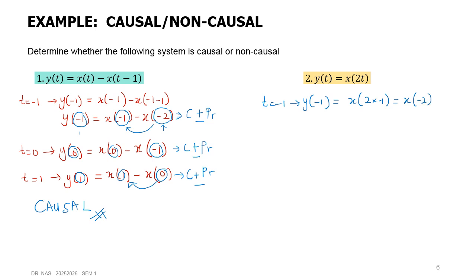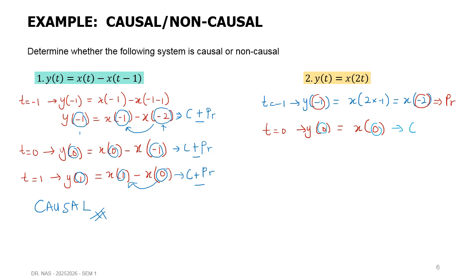Then compare the states. The current state is -1, and what you have here is -2. So this is the previous state. Okay, next, try with t equal to 0. So you get y(0) equal to x(0). So you have current state 0 and 0. So in this case, you have only current state.